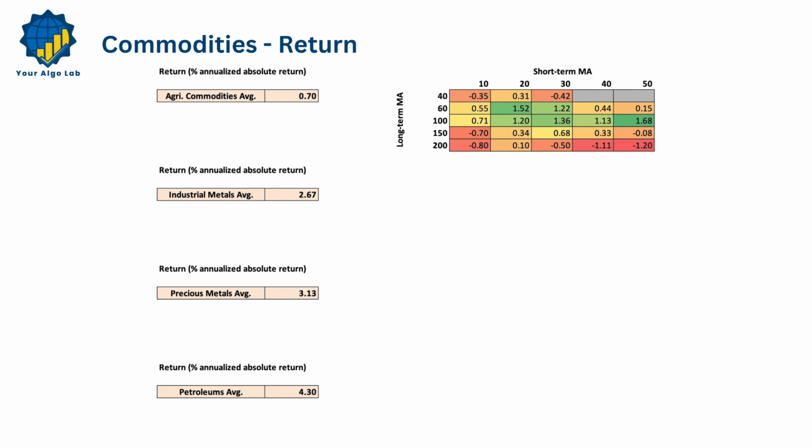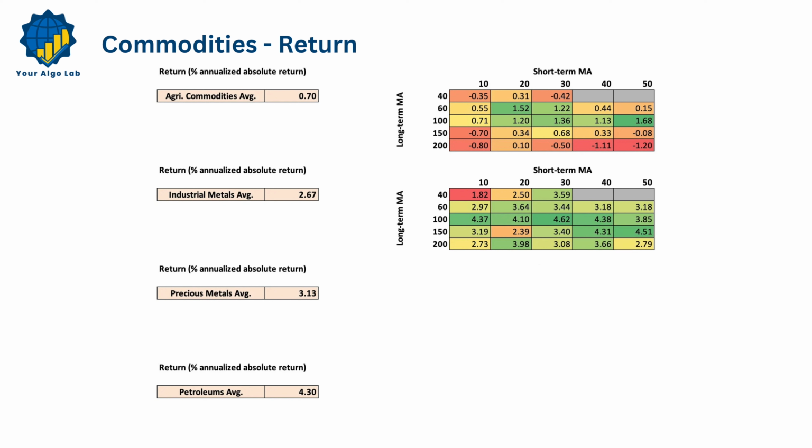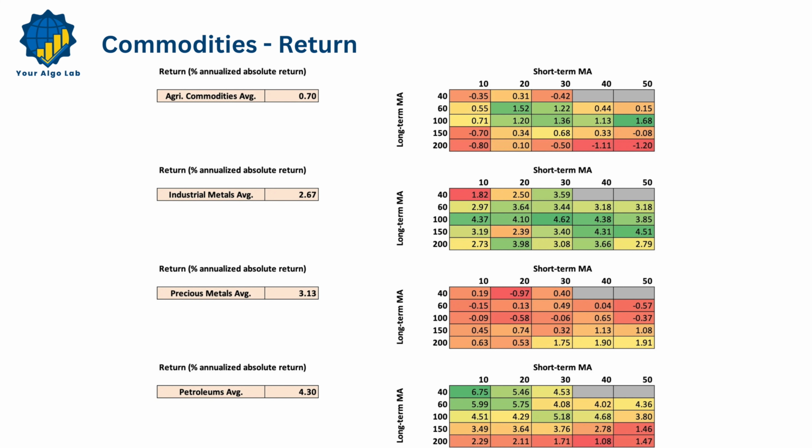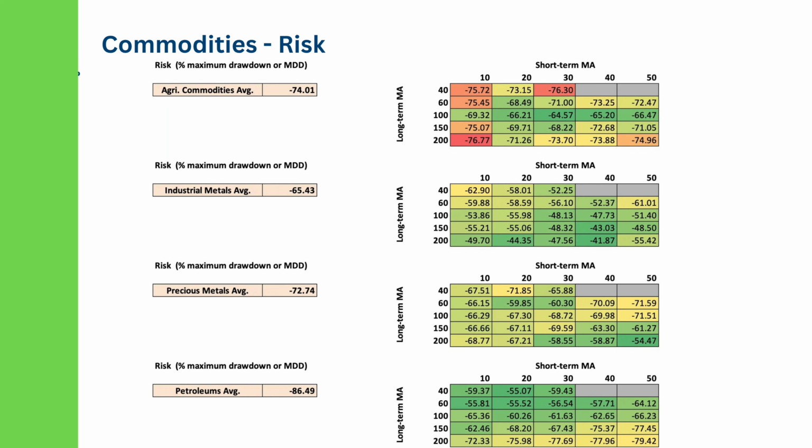30% of the moving average crossover strategies outperformed in agricultural commodities. Here we seem to have 2 clusterings near 20, 60 and 50, 100. For industrial metals, 87% of the strategies outperformed, with clustering near the 30, 100 moving average pair. In precious metals, however, none of the strategies outperformed. In petroleum products, we have a 39% outperformance rate.